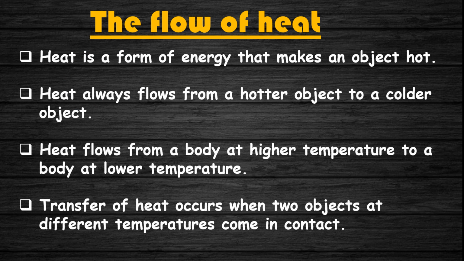Let us start by discussing some basics about the flow of heat. Heat is a form of energy that makes an object hot. This means that when an object gains heat energy, its temperature increases, and when it loses heat energy, its temperature decreases. Heat always flows from a hotter object to a colder object, or we can say that heat flows from a body at higher temperature to a body at lower temperature. Transfer of heat occurs when two objects at different temperatures come in contact.